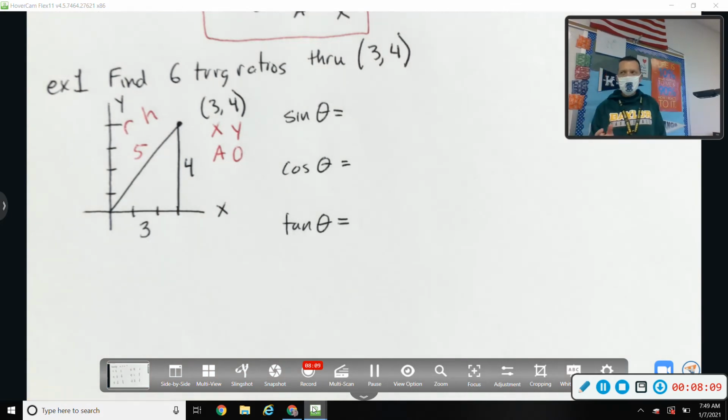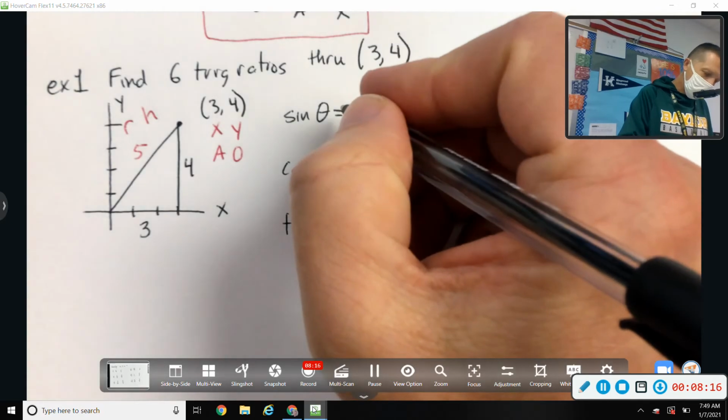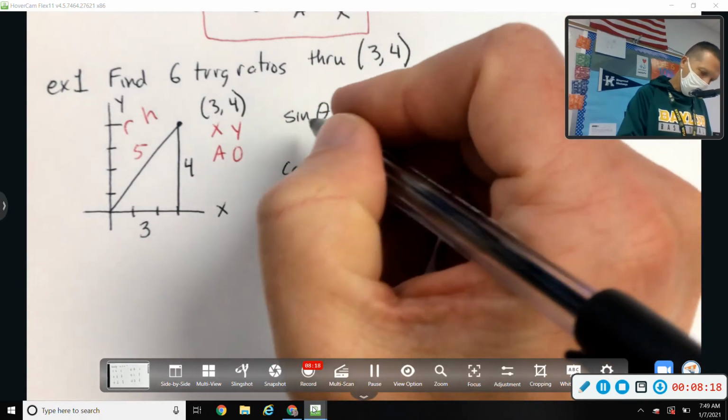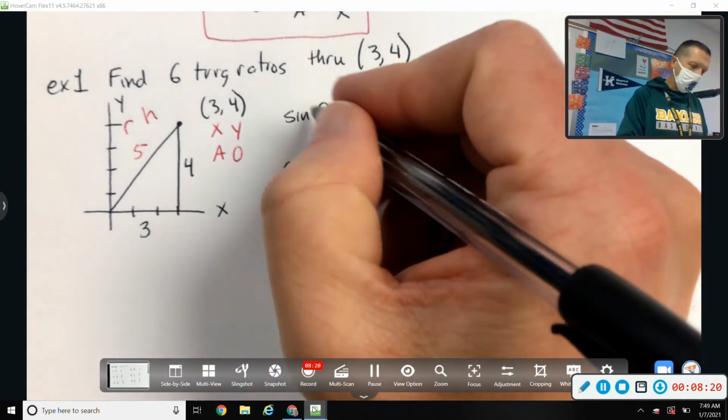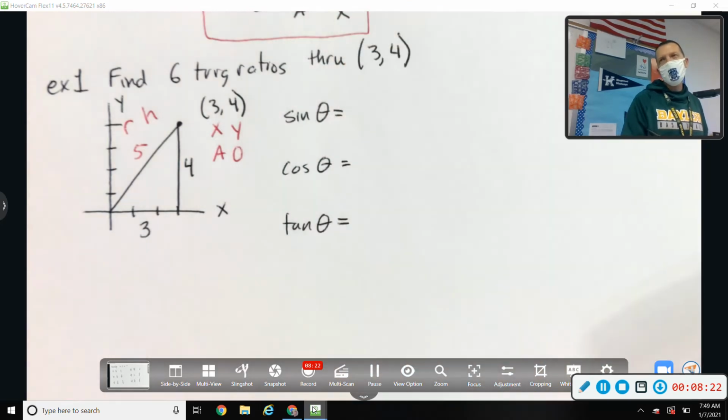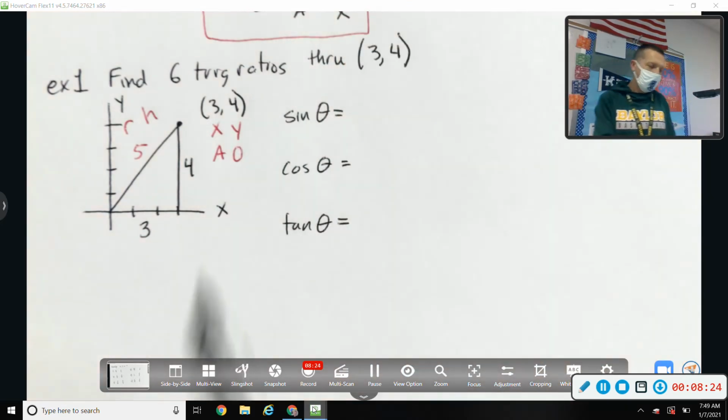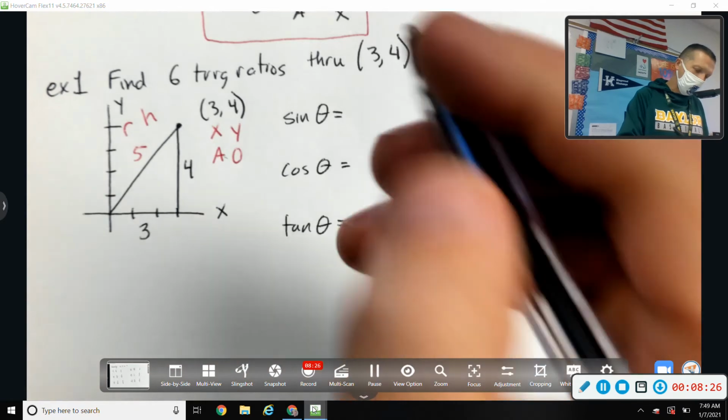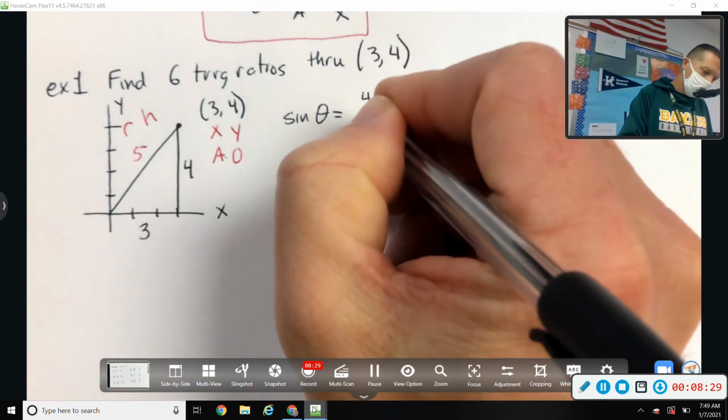So now that everything's labeled, it's just like what we did 2 days ago. It's just opposite over hypotenuse, adjacent over hypotenuse. It's the same stuff. So let's see, sine is, again, I don't really remember that it's y over r. I still remember that it's o over h, and I know who's o and I know who's h. So 4/5.